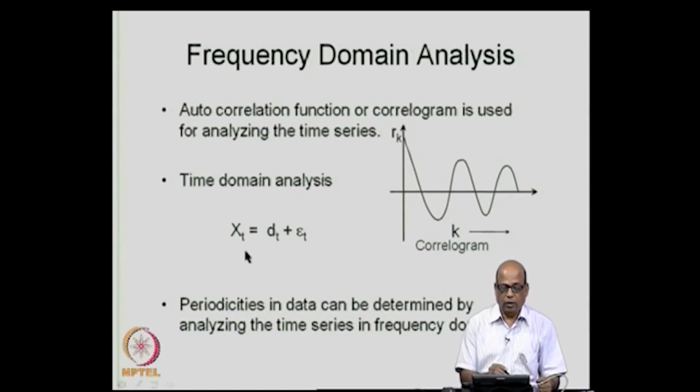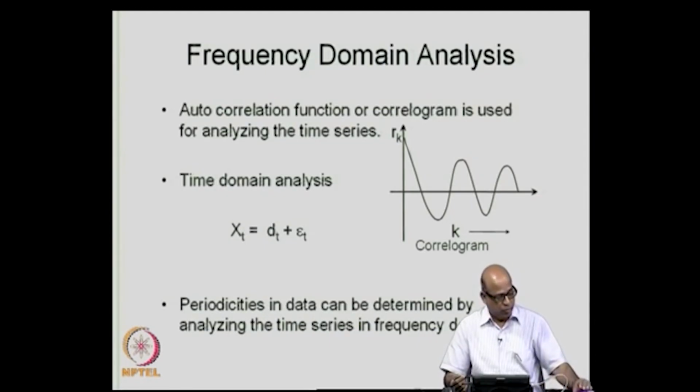So, as I said, in the time domain we write x t is equal to d t plus E t, and then we capture the deterministic component d t. Periodicities in data can be determined by analyzing the time series in the frequency domain. So, along with the information that you generate using the correlogram, you also generate information using analysis in the frequency domain to capture those periodicities.